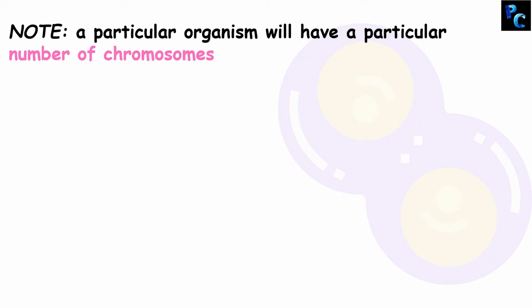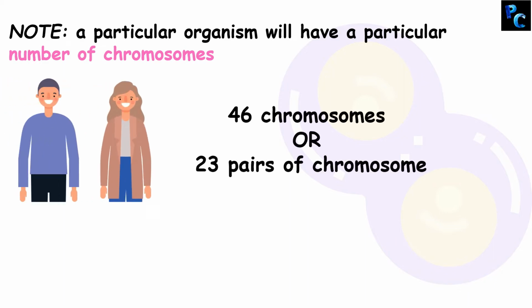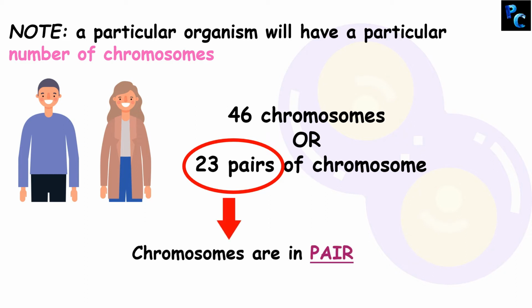Now remember, a particular organism will have a particular number of chromosomes. The number should not change. For example, in humans, 46 chromosomes or 23 pairs of chromosomes are there. Why did I say 23 pairs? Because the chromosomes are present in pairs. That is, there are 23 different types of chromosomes and they are in pairs. So in total 46 chromosomes but 23 pairs.